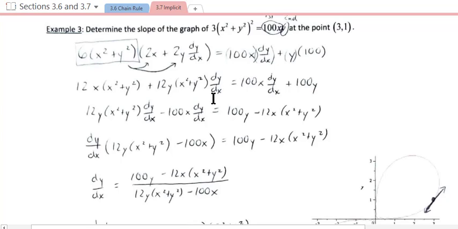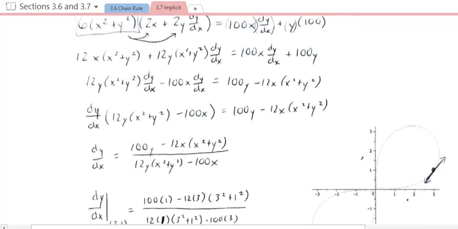And now I'm going to get all my dy/dx terms on the left and subtract off anything that didn't have it and move it to the right. So this 12x times (x squared plus y squared) does not have a dy/dx, so I subtracted it over to be with 100y, whereas this 100x dy/dx had one, so I subtracted it over to be over here with the 12y(x squared plus y squared) dy/dx. Now both things on the left have a dy/dx in them that can be factored out, and then to get dy/dx completely by itself, I divide both sides by this big chunk, 12y times (x squared plus y squared) minus 100x.